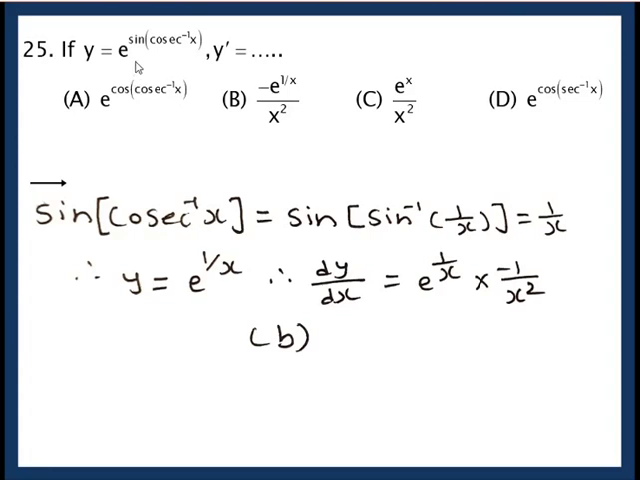Now e raised to sine of cosec inverse x. Now what is cosec inverse x? I hope you won't say cosec inverse x is 1 upon sine inverse x. That is absurd. Cosec inverse x is sine inverse 1 upon x. Now sine of sine inverse 1 upon x is 1 upon x. So y is simply e raised to 1 upon x. So what is derivative? Derivative of e raised to is e raised to into derivative of index. Derivative of 1 upon x is minus 1 upon x square. So the correct option is B, Bombay.